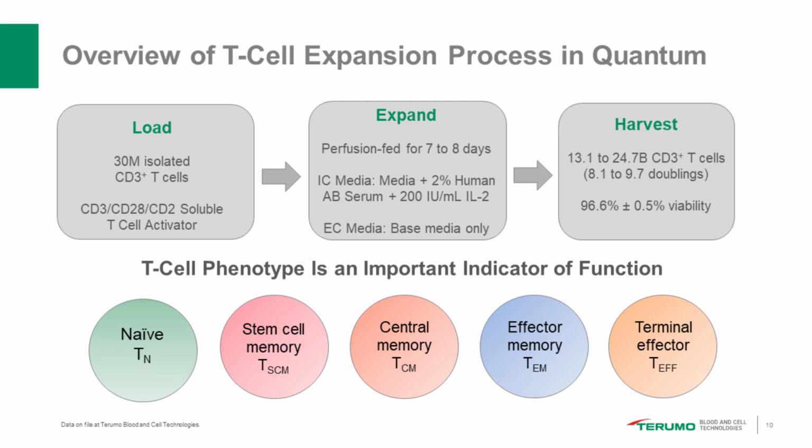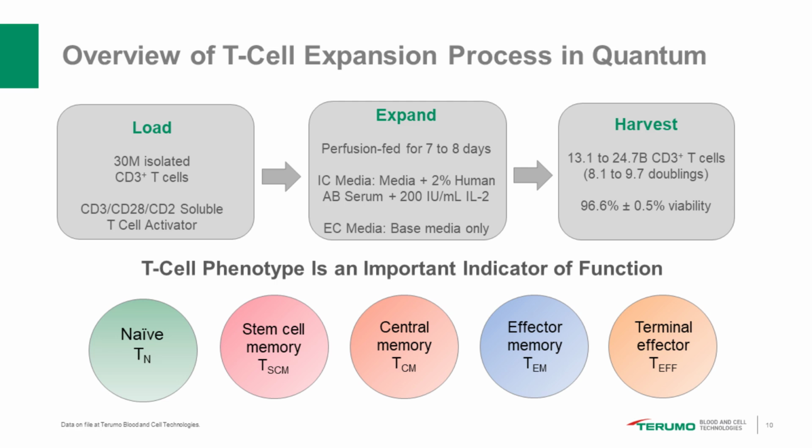At the back end of a 7-day expansion, the harvest generated between 13.1 and 24.7 billion CD3 positive T cells, which represents about 8.1 to 9.7 doublings. And obviously, key to these expansions is the viability, and we saw over 96% viable cells at the end of those expansions.